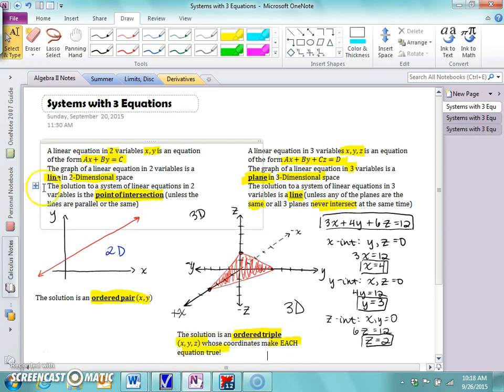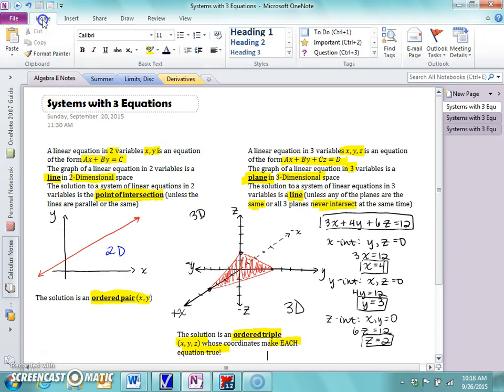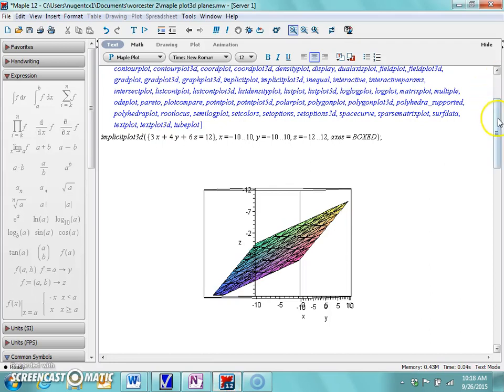So let me jump over to something called Maple here. If you take math classes in college, you'll most likely end up using this software.